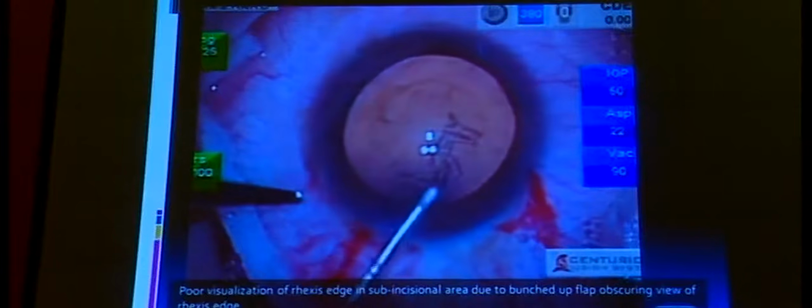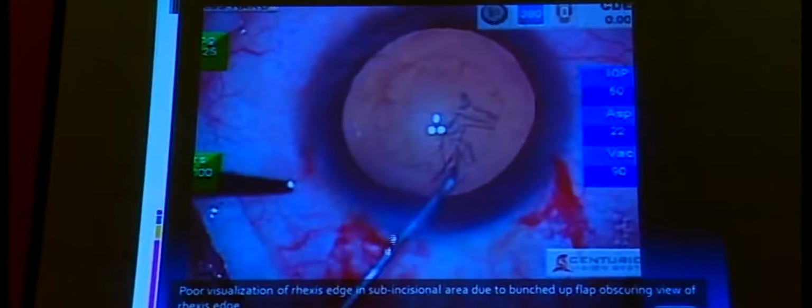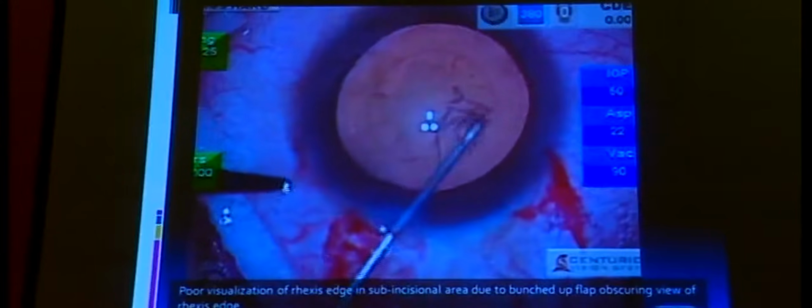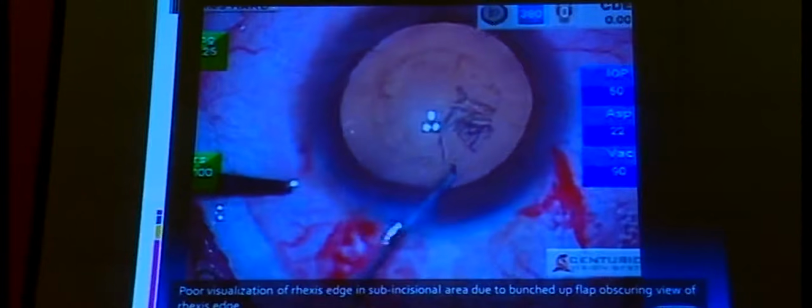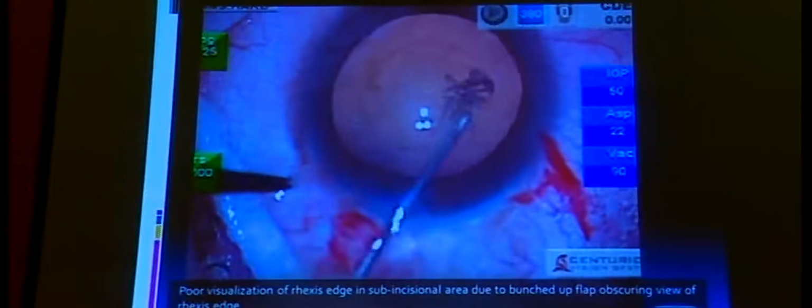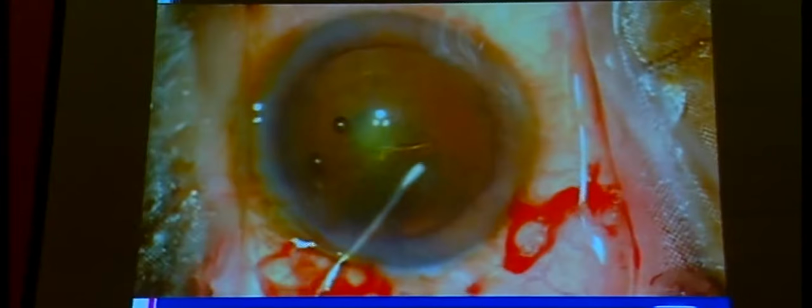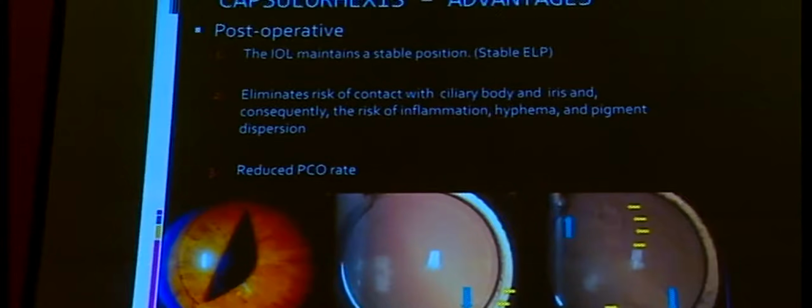There are a couple of difficulties you can have. One is a bunching up of the Rexis in the subincisional area, so you should always reposition, make sure that the flap is folded well, and then you can get a clearer visualization, as demonstrated in this video, to complete the Rexis, and then pull forwards towards the center again, just completing the Rexis. Another difficulty with the subincisional area: it may be good to try and swing past that in one single go so that there's no bunching up of the Rexis. So these are the advantages which we've already mentioned.